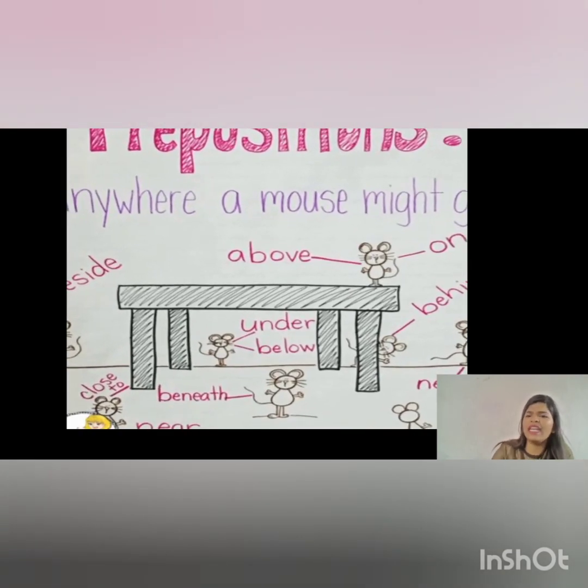Now we have prepositions. It is showing where a mouse might go, like above the table, under the table, below the table, beneath the table, on the table, behind the table, next to the table, beside the table, close to the table. So this is showing a relation between the noun or pronoun, or it is showing the place, direction, time, as we discussed in the previous class.